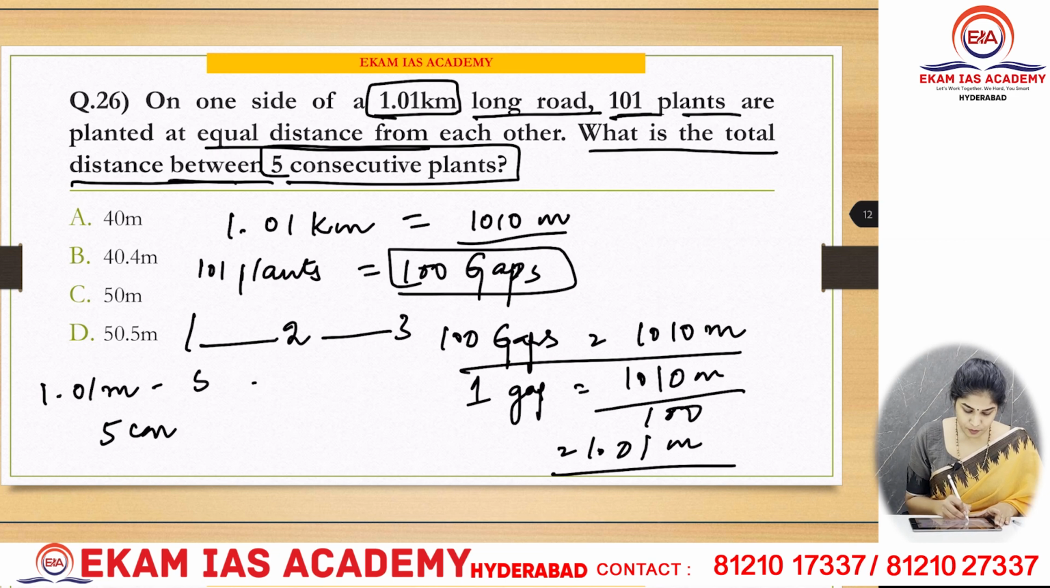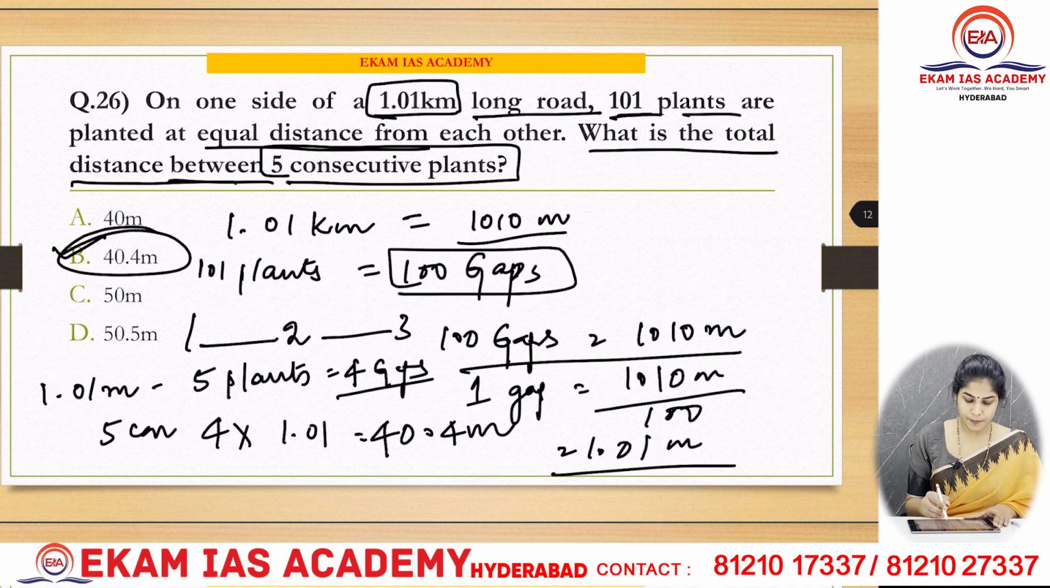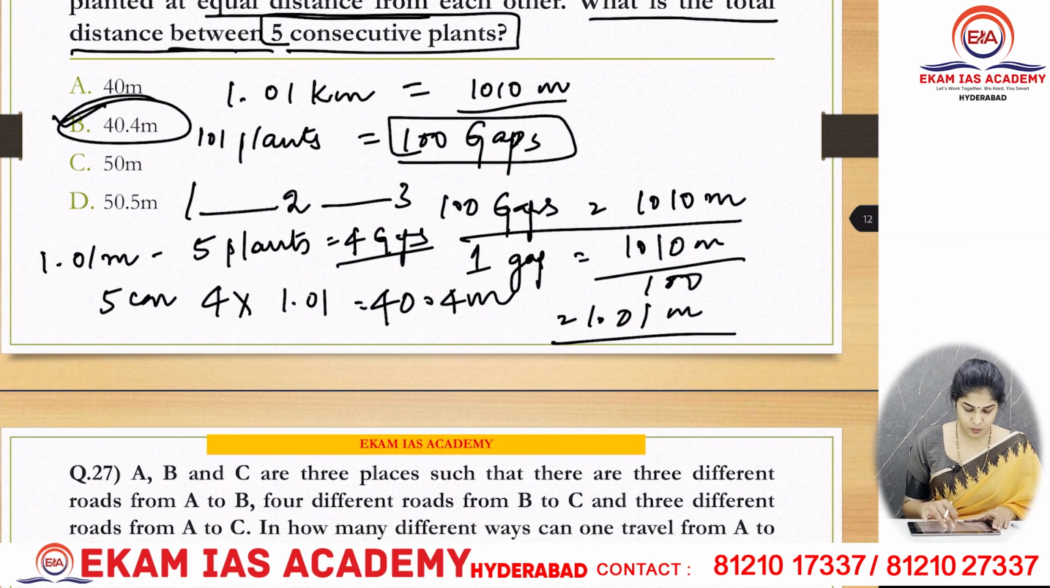So 5 plants, 4 gaps. So 4 into 10.1, which is 40.4 meters. So answer D is the right answer. Let's go to the next question.